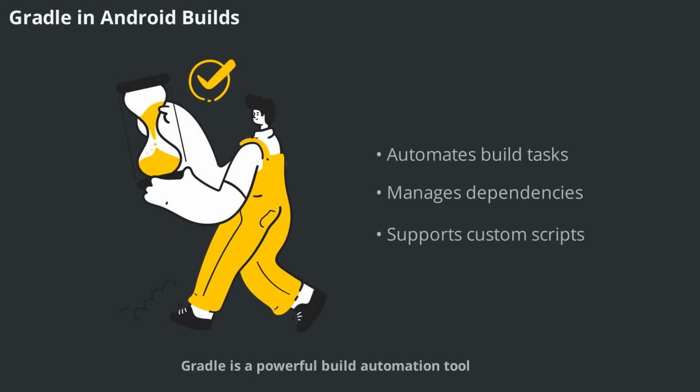Gradle is a powerful build automation tool used in Android development to manage dependencies, compile code, run tests, and package applications. Its flexibility allows custom build configurations, task automation, and efficient incremental builds. Gradle is the foundation of the Android build system, streamlining complex processes.